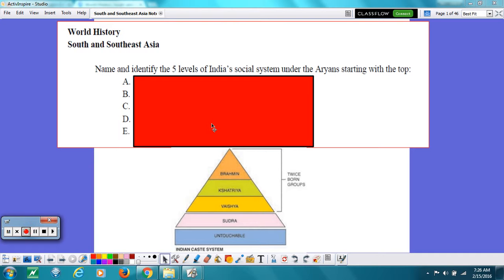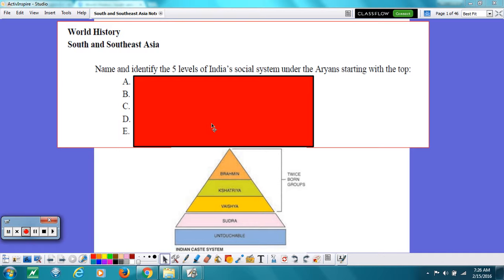This is Mrs. Politsky, and these are notes for Chapter 8, Section 3, starting our unit on South and Southeast Asia. Follow along in your guided notes, and you will be able to complete this series of notes.